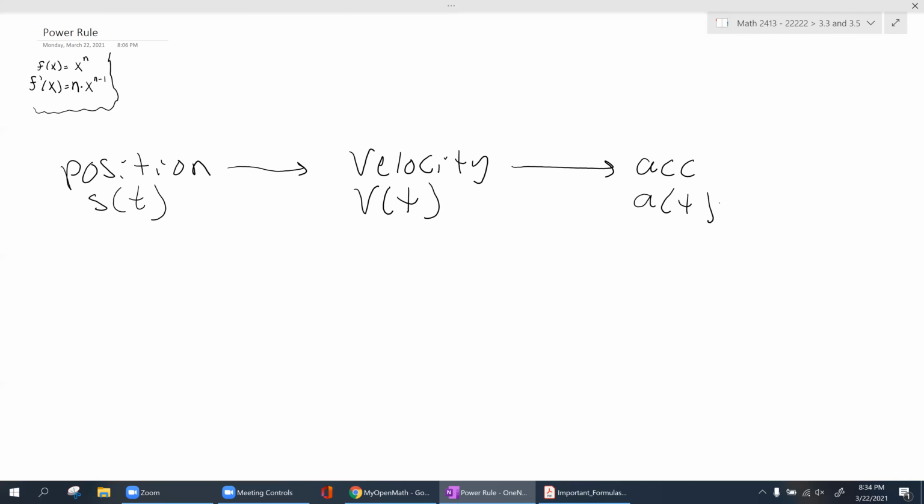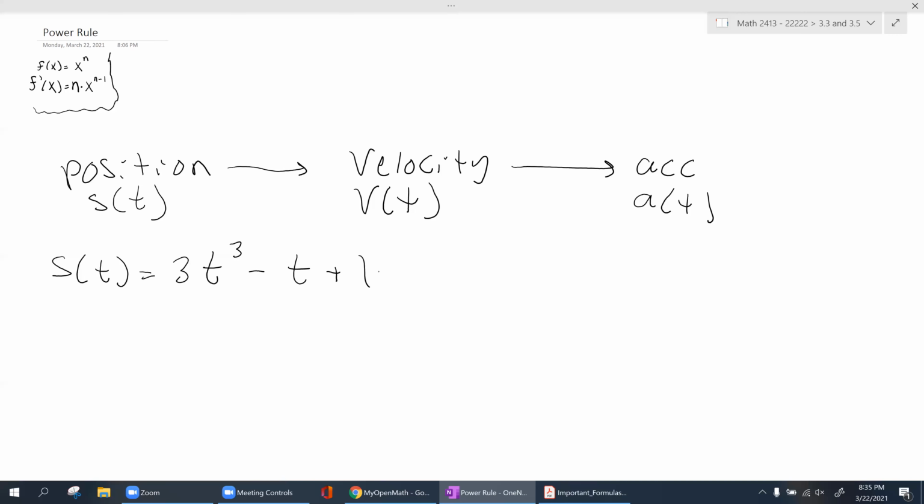Let's apply this. Say your position function is 3t cubed minus t plus 1. Don't let that s confuse you. Sometimes we want to say, oh, s is speed. No, we just have to get used to thinking that is position. I haven't done one with just one variable, so go ahead and do that one.